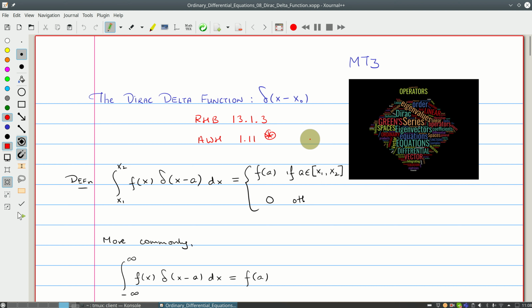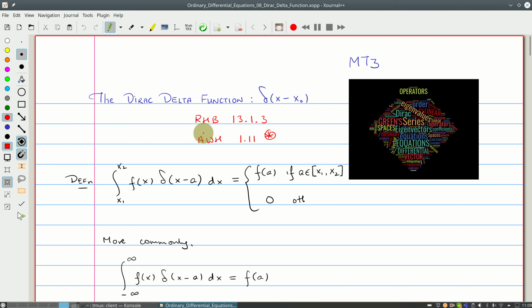We have now left series solutions to differential equations, and we are on to another topic which may not look like it's related to differential equations, but it is going to be when we start doing Green's functions. The concept I'd like to introduce today is the Dirac delta function, written as lowercase delta of x minus x naught.